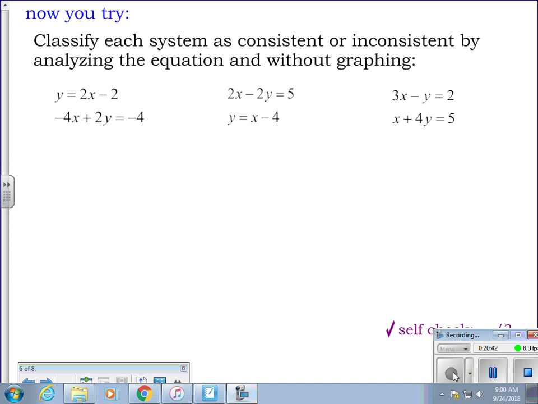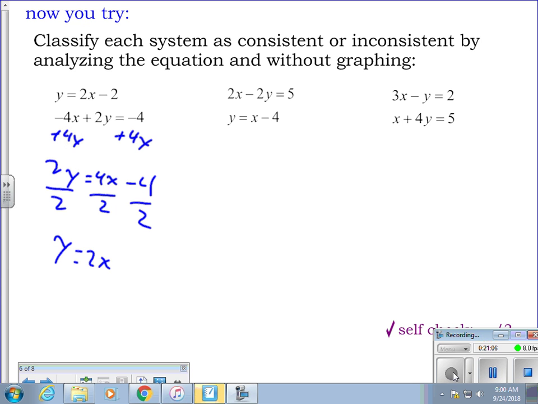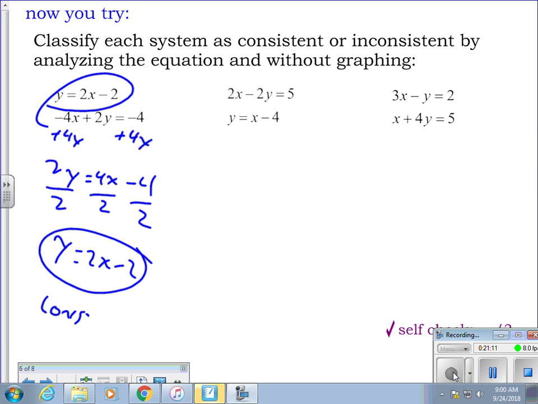Okay, so consistent or inconsistent by analyzing it by graphing. First one, I've got one equation in y equals, so it's easiest to change the second one into y equals to make it match. I add 4x to both sides, so I get 2y equals 4x minus 4. Divide everything by 2, and I get y equals 2x minus 2. I get this, I get that. It is consistent because there are two versions of the same line.